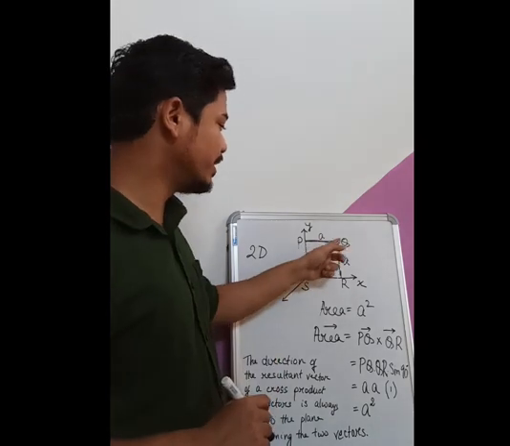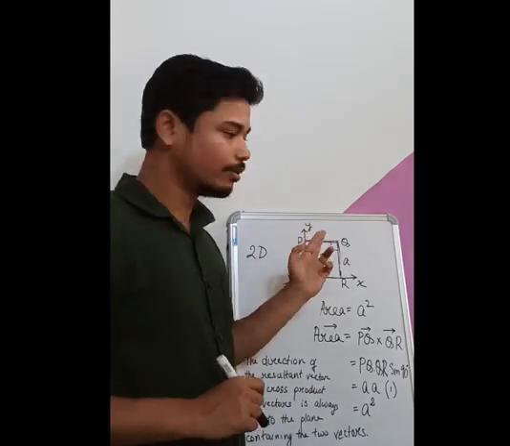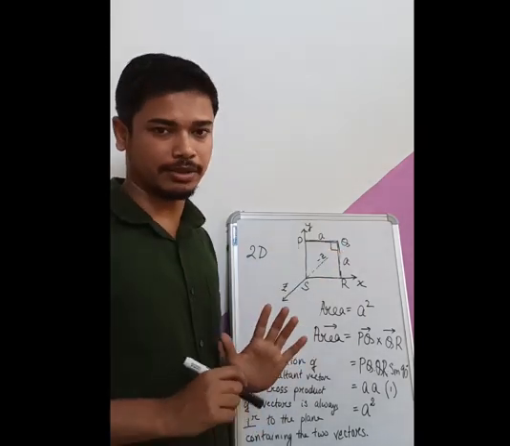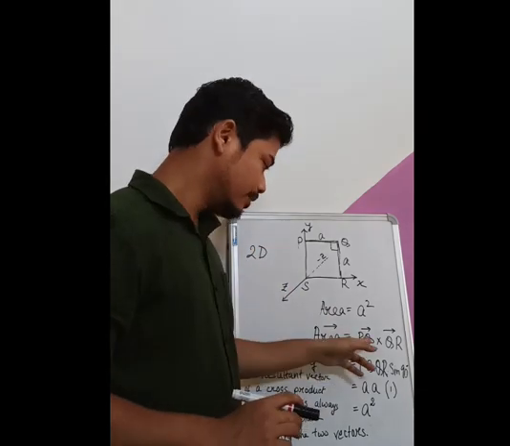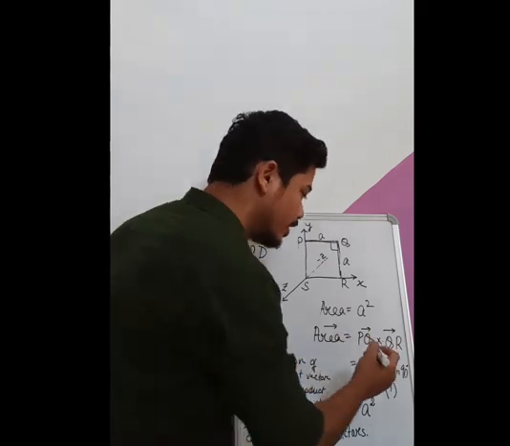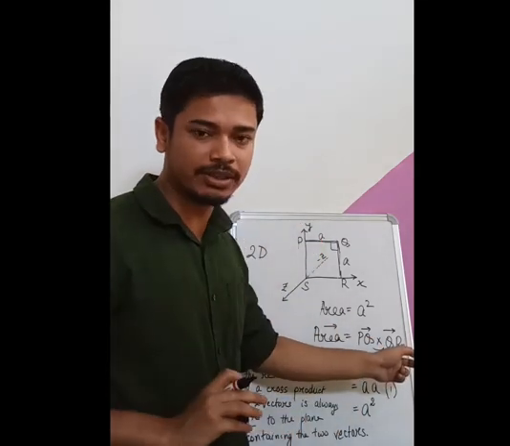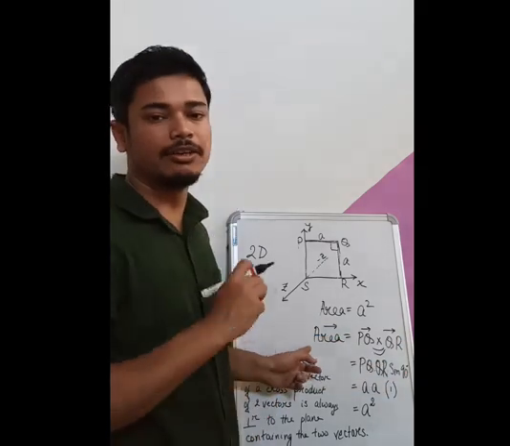Okay, the angle between PQ and QR is 90 degrees. So if you multiply these two vectors, what we are doing is taking the cross product, right? We are taking the cross product of PQ and QR. If we take the cross product of two vectors, what would be the resultant? The resultant is also a vector quantity.